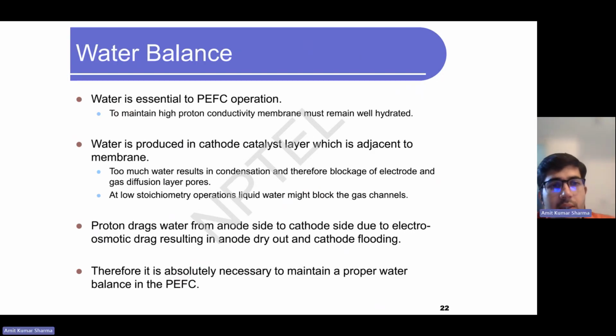Water balance. Water is essential to proton exchange membrane fuel cell operation. To maintain high proton conductivity, the membrane must remain well hydrated. Water is produced in the cathode catalyst layer, which is adjacent to the membrane. Too much water results in condensation and therefore blockage of electrode and gas diffusion layer pores. At low stoichiometry operation, liquid water might block the gas channel. So we need an optimum water quantity at the membrane so it remains hydrated and works efficiently.